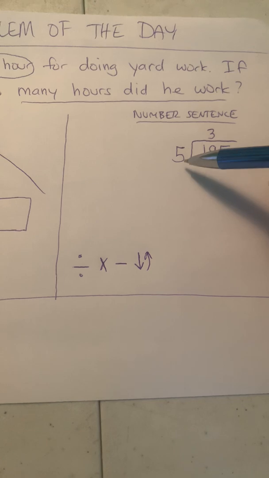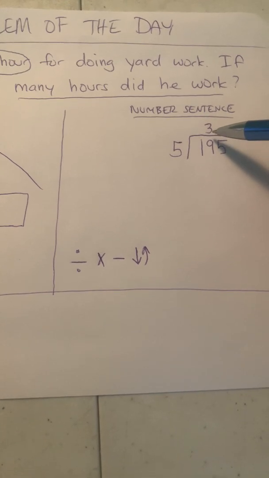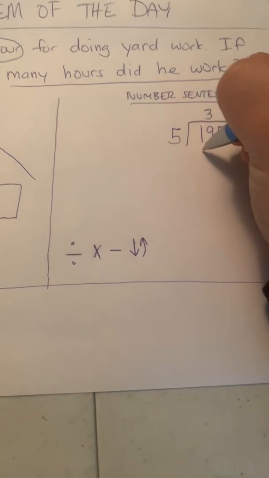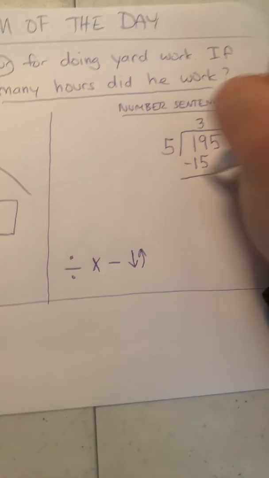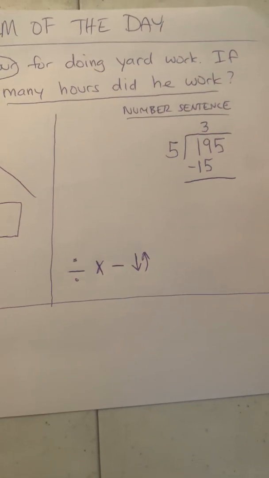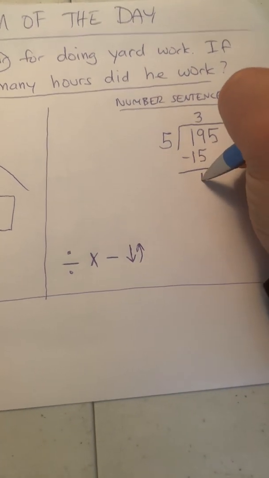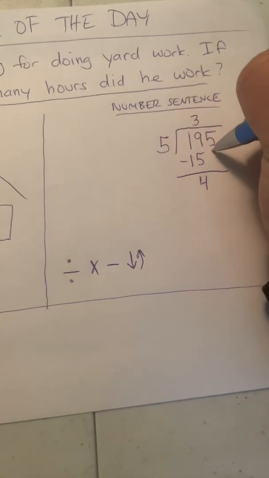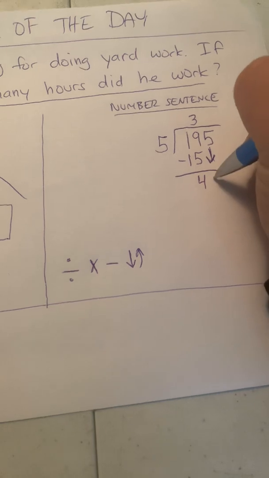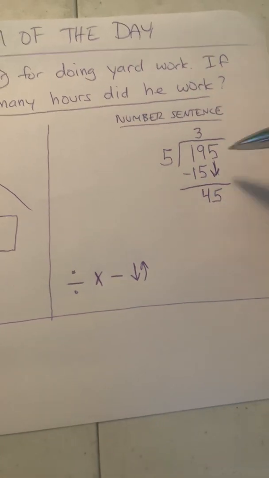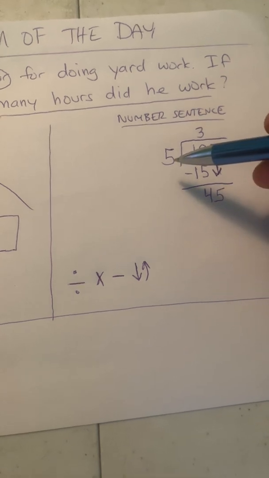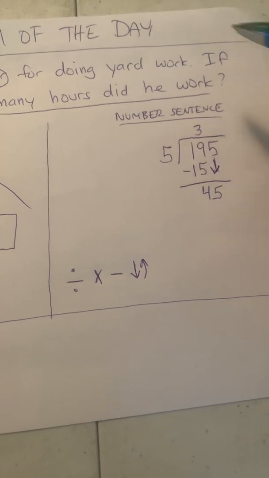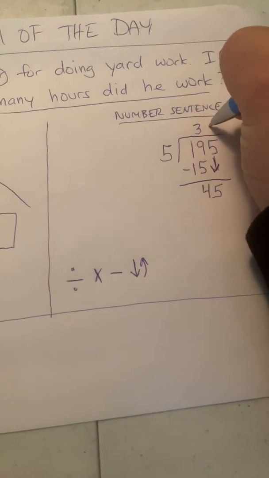So now I multiply 5 times the number I just put up there. 5 times 3 is 15. I'm going to put that under 19. My next step is subtract. So now I'm going to do 19 minus 15, which is 4. I have a number to bring down, so I'm going to bring it down with an arrow. Once I bring a number down, I take it back to the beginning. Now I have 45 divided by 5. I know 5 goes into 45 evenly 9 times.